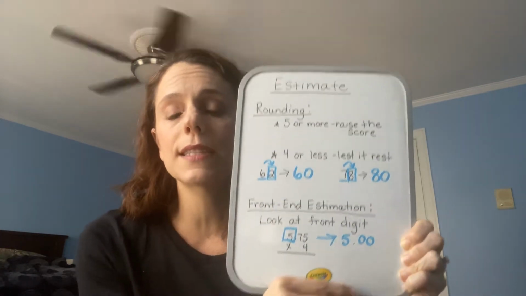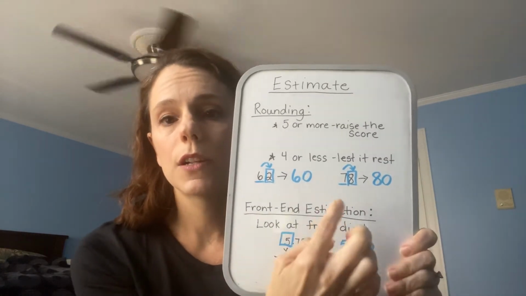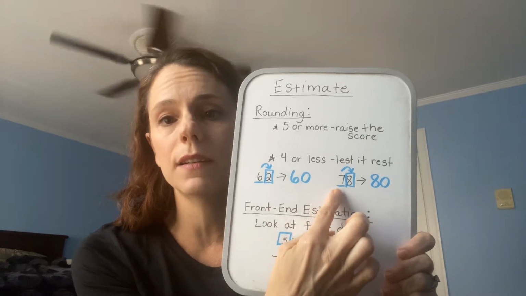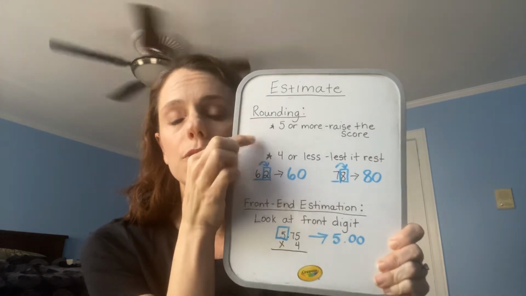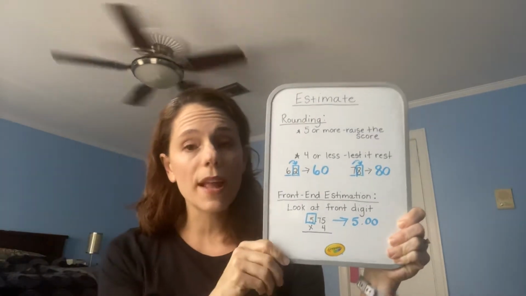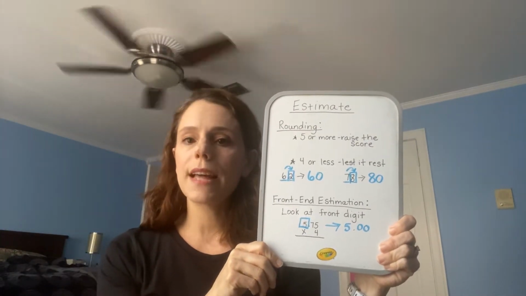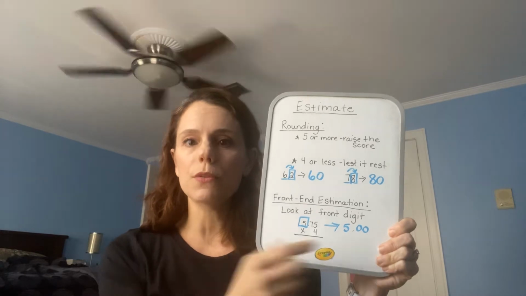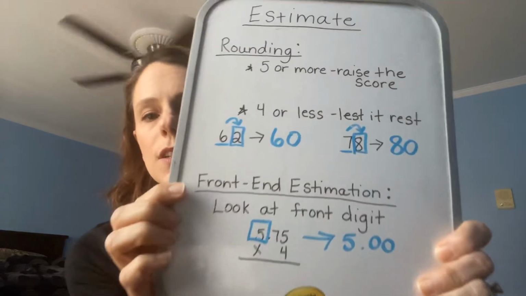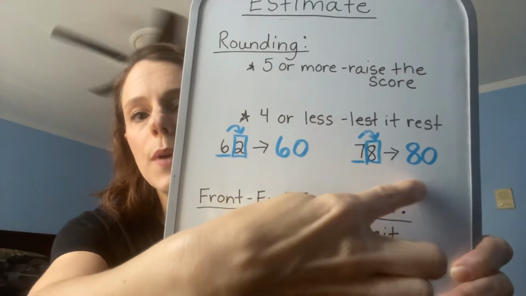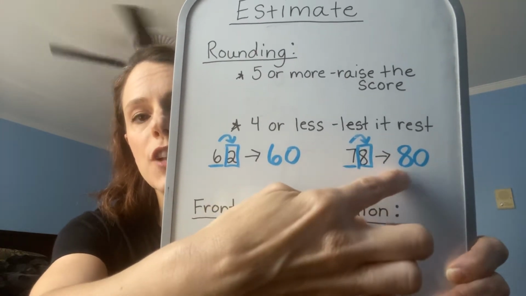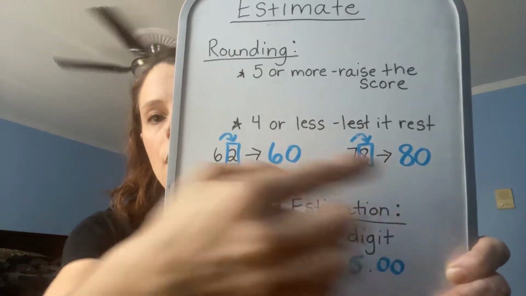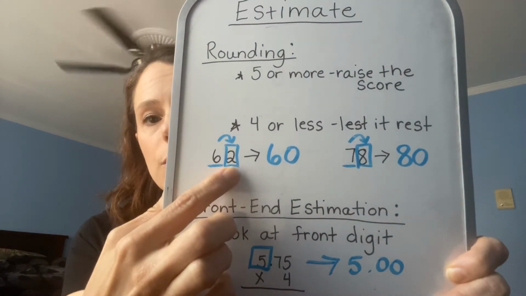Now we're going to look at the next number, 78. So I'm rounding to the nearest 10. So I'm looking at the ones place, which is an 8. Here are your two rules. 5 or more, raise the score. 4 or less, let it rest. What are you going to do? The 8 rounds up to 80. 5 or more, we raise the score, so the 7 changes to an 8. Okay? 4 or less, let it rest.